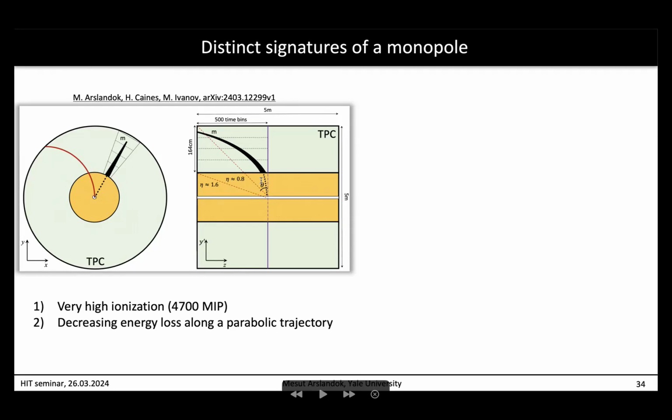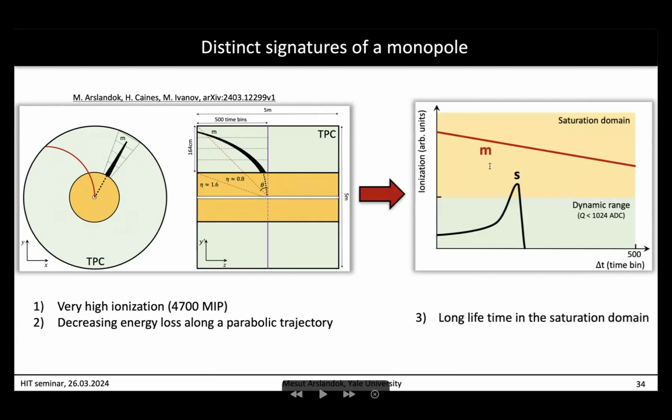Why is it a parabola? Because you accelerate along, I thought you drift. So the magnetic field doesn't do anything to the monopole, right? It kicks it, because of the magnetic charge. Oh, no, you're right. Your magnetic field goes this way, accelerate. Okay, exactly. Got it. And then, this is a very simple sketch.